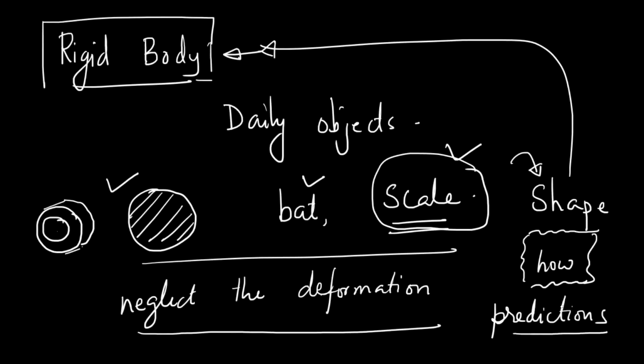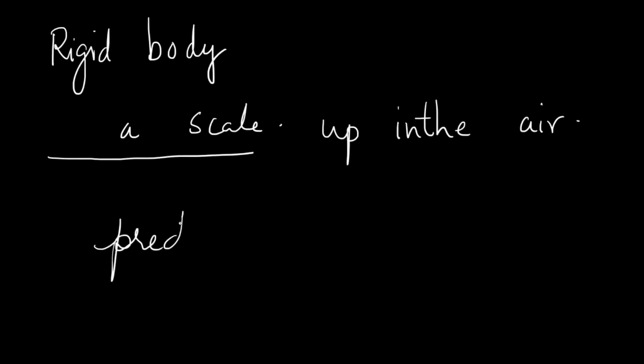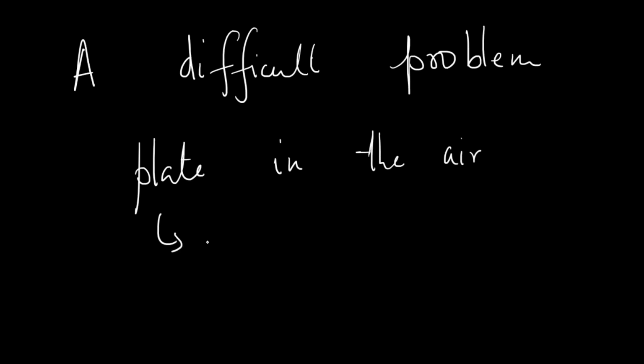So now, just for convenience sake, let's take the example of a rigid body as a scale, and this is, I think, where we left off last time. Now you're going to say that I'm going to throw a scale up in the air, and I want you to be able to predict its motion. A priori I just want to tell you that this is a difficult problem. If you just throw some plate up in the air and it starts wobbling in the air, it's not an easy problem. Not easy.